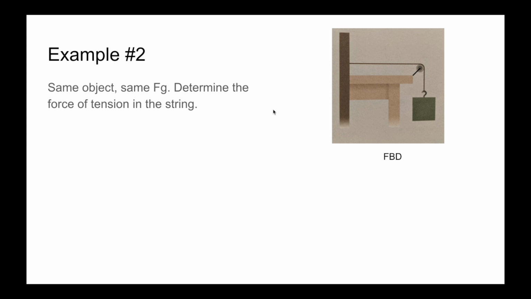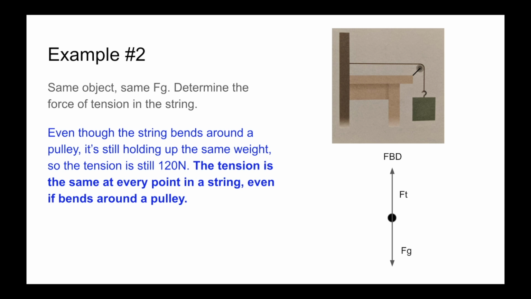So once again, here's the free body diagram. Remember, the free body diagram is just the forces acting on the object. So just because the rope bends around the pulley over here, that direction doesn't really come into the free body diagram, because the rope acting on the mass at the point of contact is pulling upward, not pulling to the side. So the free body diagram is exactly identical to the one before. So the force of gravity is still 120 newtons downward, and the object is still at rest. So therefore, the force of tension is still 120 newtons upward.